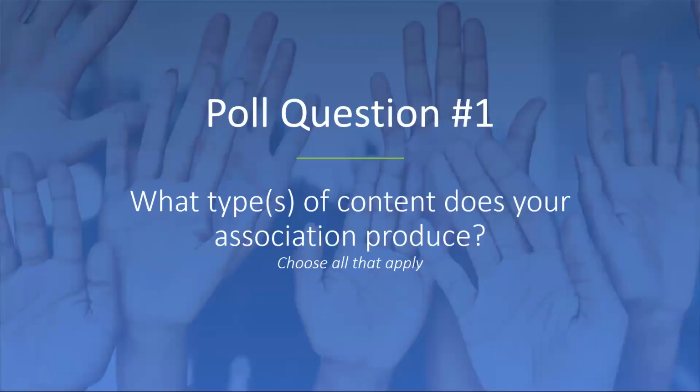All right. So yeah, content is a big concern, and one of the challenges that we run into all the time is how do we know what to produce and how to produce it, essentially. So the first poll question is, what types of content does your association produce?